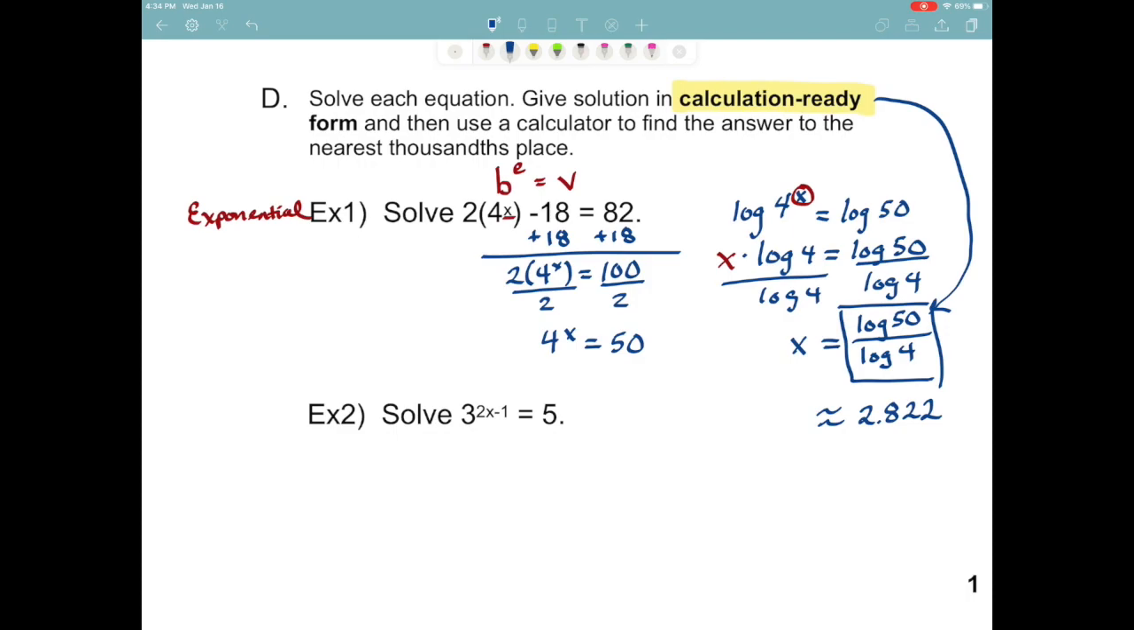You can always take that value, plug it back into the equation for x, simplify it there, and it should be pretty close to true. Remember, when you round the value here, it's going to change your answer just a little bit.